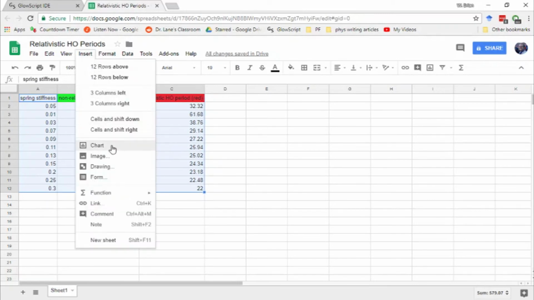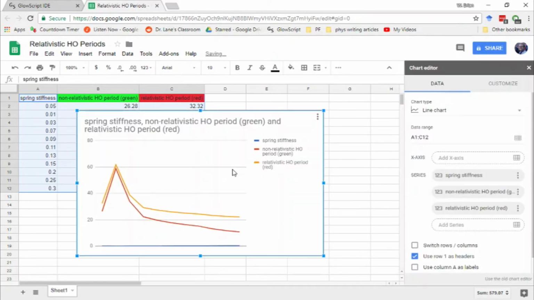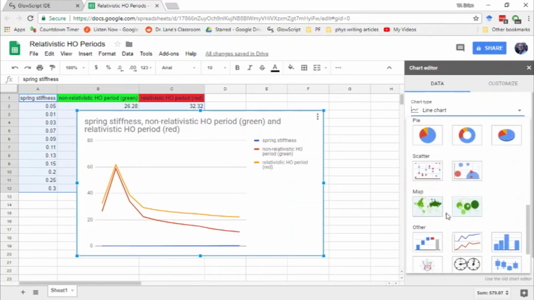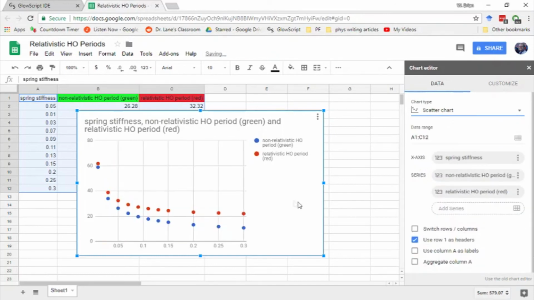and we'll go Insert Chart. And I don't know why the default is a line chart. We never want a line chart in physics. Always want a scatter plot. Okay. So again, it didn't give me the right colors I wanted. At least it gave me red as red. So let's see here. So the non-relativistic one, of course, has a shorter period always than the relativistic red one.